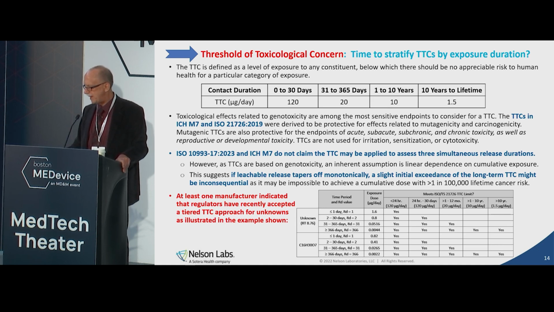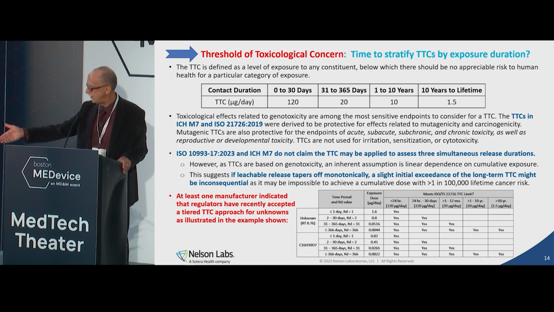So at least one manufacturer recently indicated that regulators have accepted a tiered TTC approach for unknowns as illustrated in the example. So this is not in the guideline, but we're starting to hear wins that people have done this. So I wouldn't try this at home because without some knowledge that it's going to work, I could be giving my customer a regulatory risk. However, I'm listening to that feedback and seeing where it goes right now. It may change the way we do this.